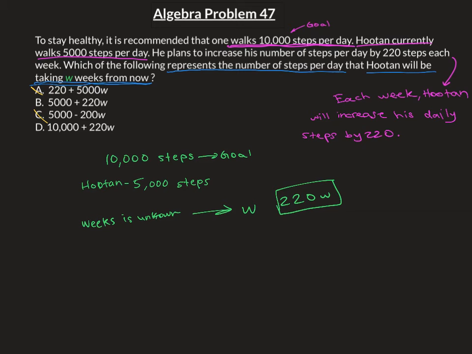So now we're just trying to find the flat rate. He currently walks 5,000 steps, and the goal is 10,000 steps. And this question is asking us, how many times will he have to increase by 220 steps until he reaches the goal of 10,000 steps? So we can write out the equation like this: 220W plus his current rate is equal to his goal of 10,000 steps.